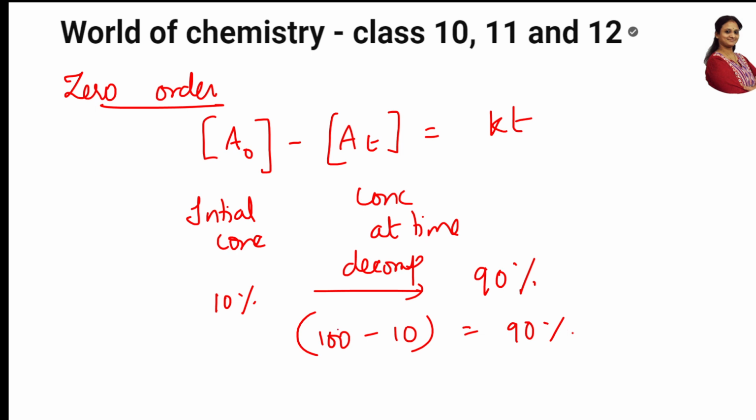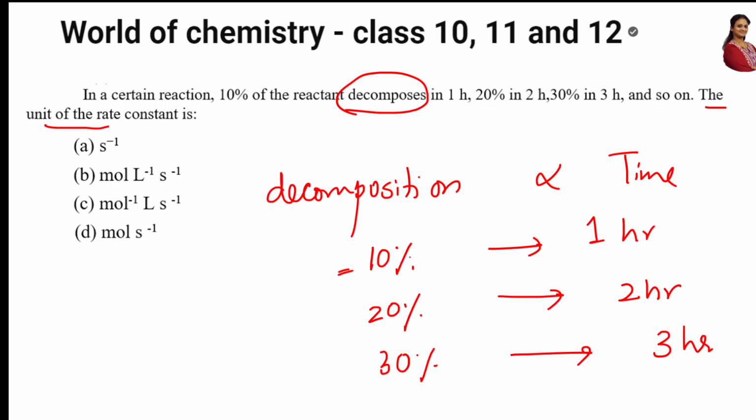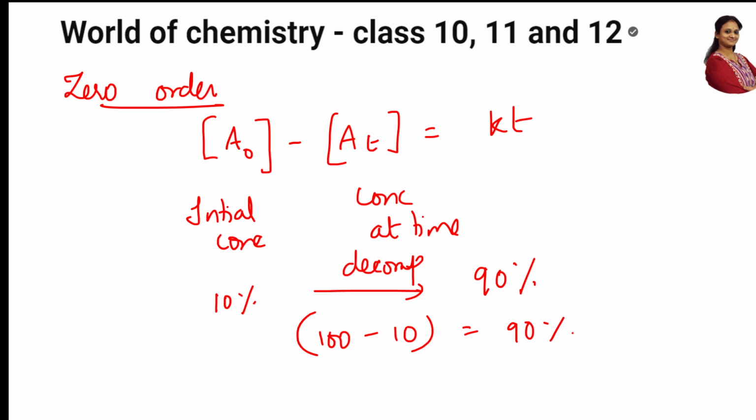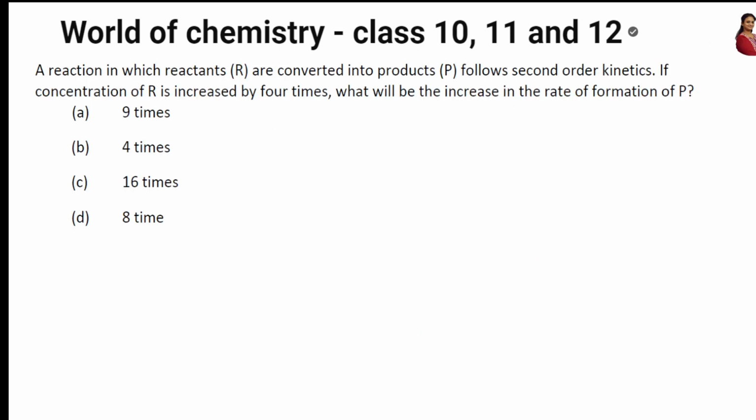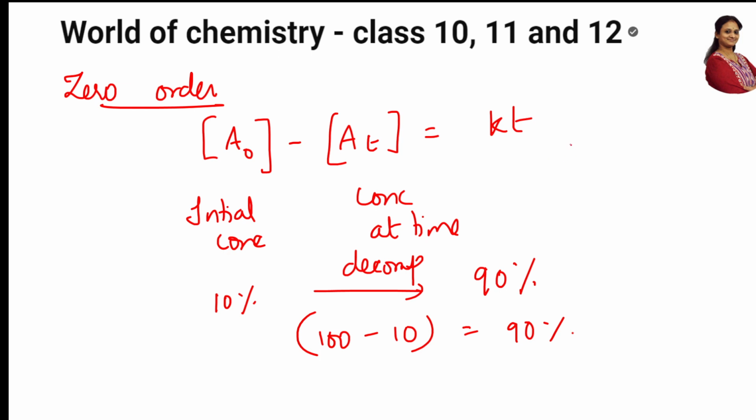Why am I saying zero order reaction? See here. 1 hour, 10%; 2 hours, 20%; 3 hours, 30%. As it is going, it is following this equation, initial concentration and the final concentration. The difference is coming the same. That's why I'm calling this a zero order reaction. Before we go further, what should I calculate? I have to calculate the unit. Now you see, students, for zero order, this is A naught.